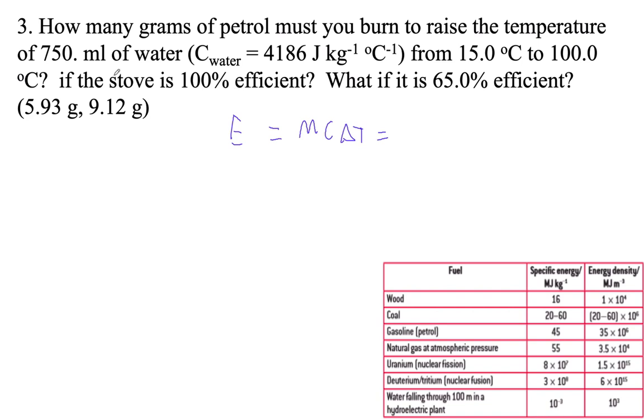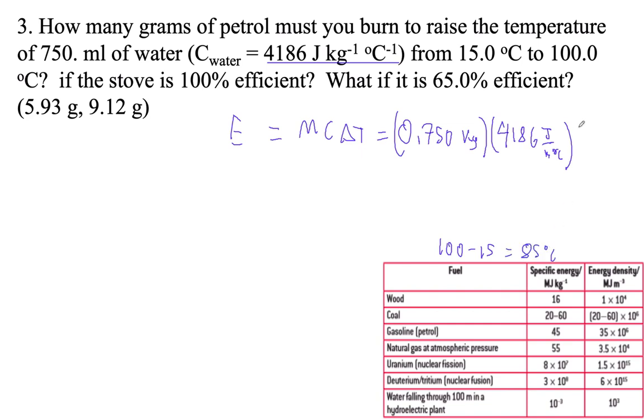So that's going to be 750 milliliters, which is 0.750 kilograms, approximately, more or less. And then the specific heat of water is 4186, and that's joules per kilogram degrees Celsius. And then our temperature change is from 15 to 100. So 100 minus 15, I think, is 85 degrees Celsius.